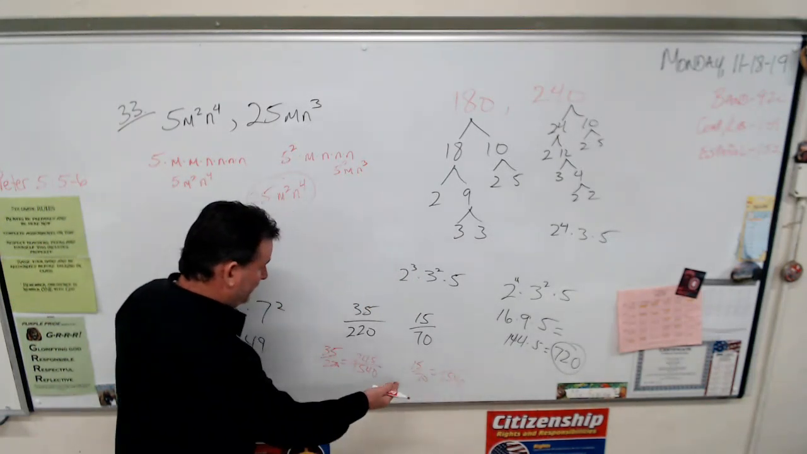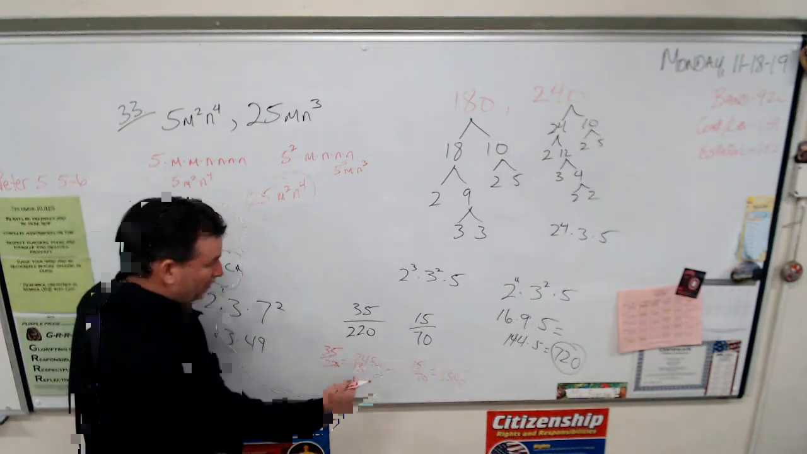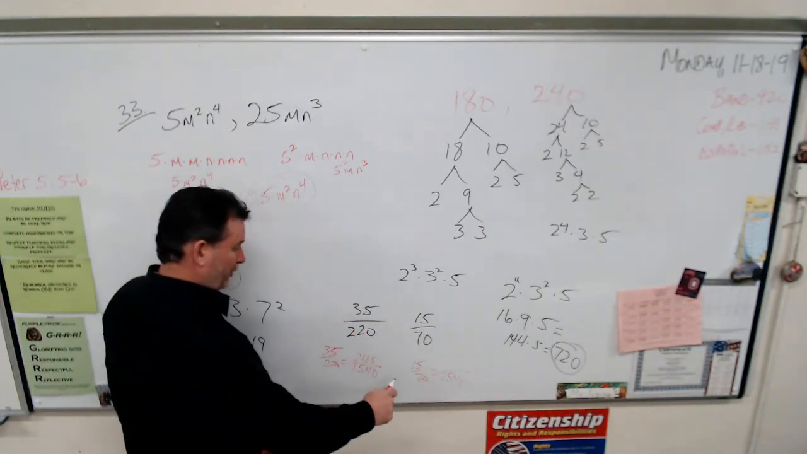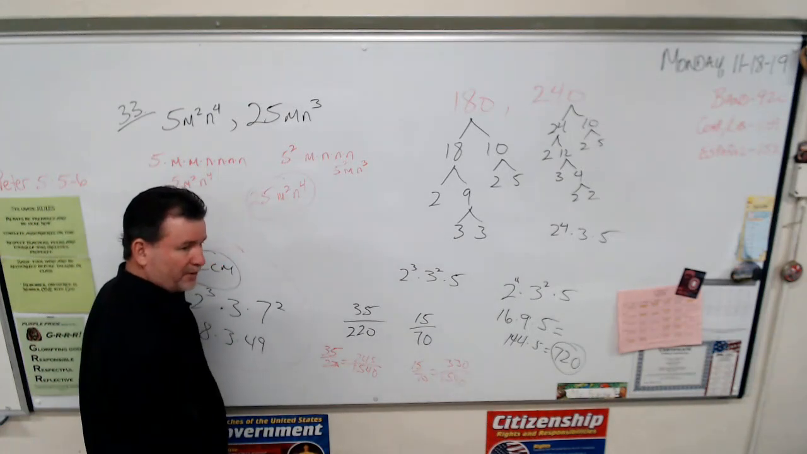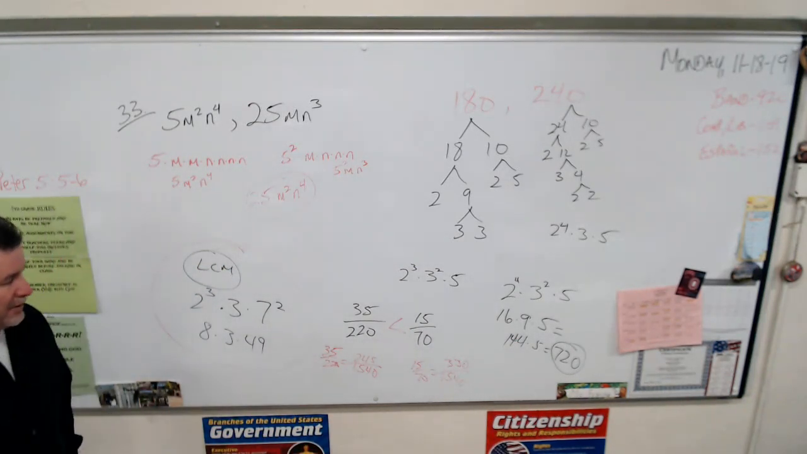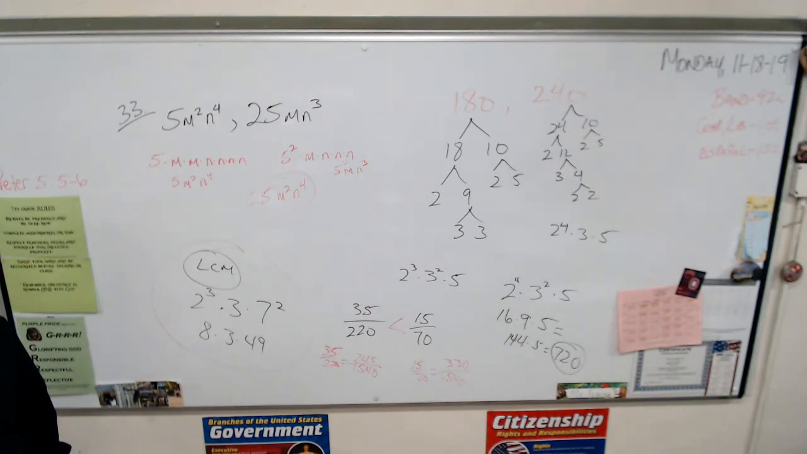I got to turn 15 over 70 into something over 1540. I just learned that that's 70 times 22. What's 15 times 22? 330. So which one's greater? 15 out of 70 is greater than 35 out of 220.